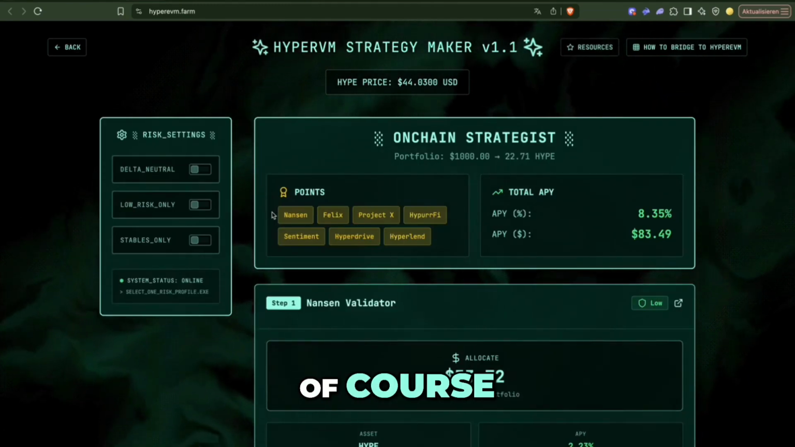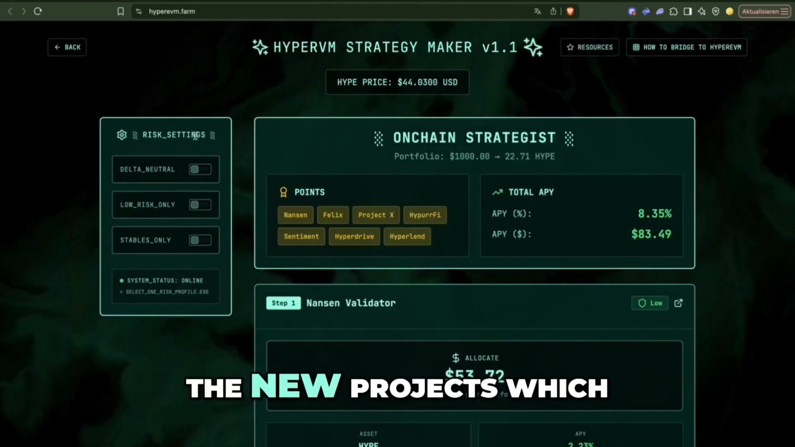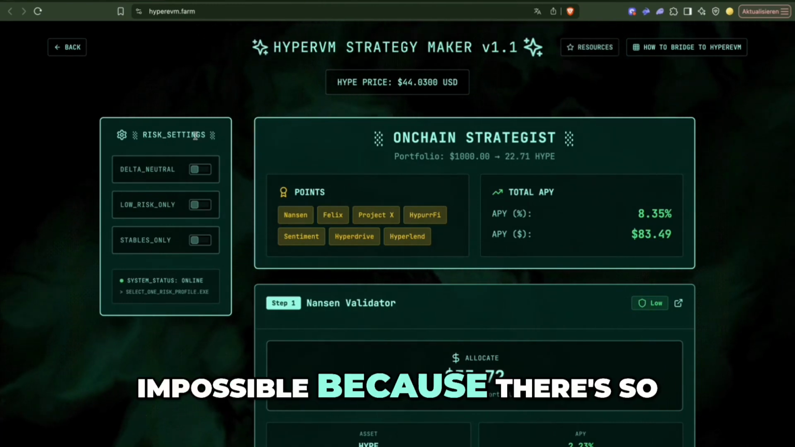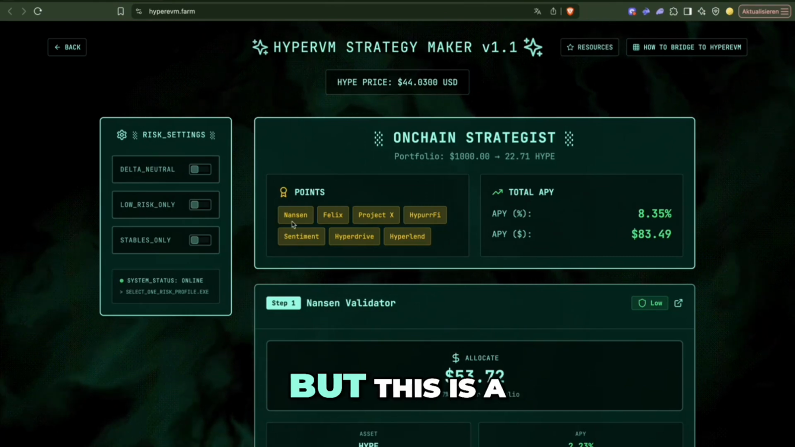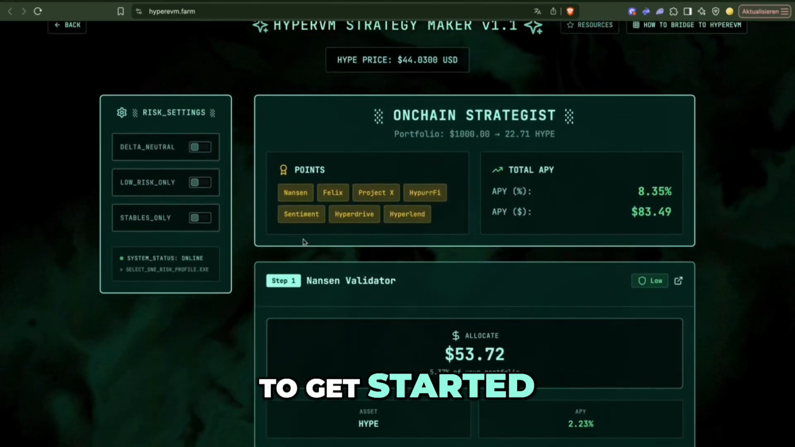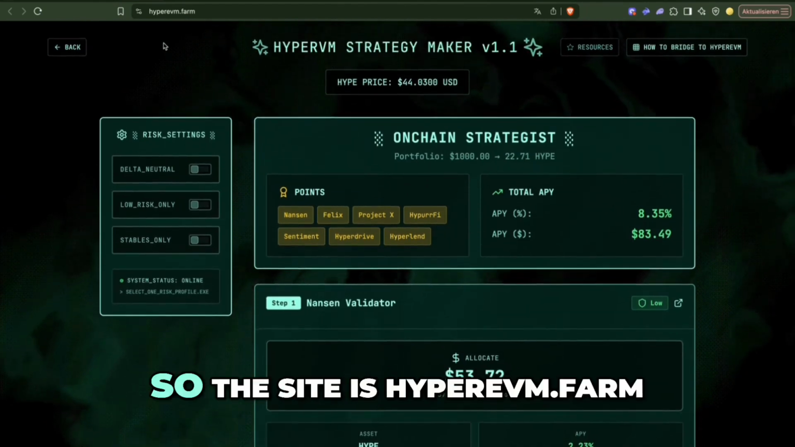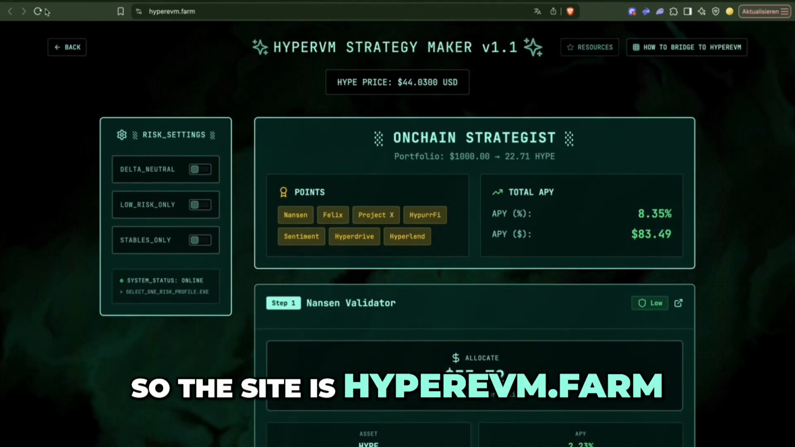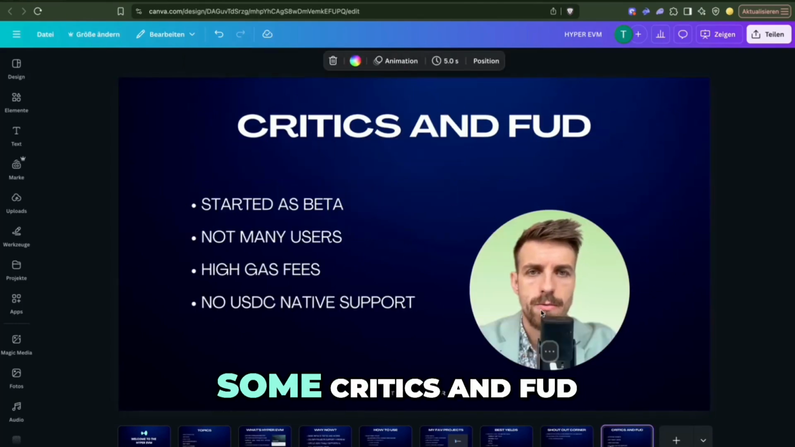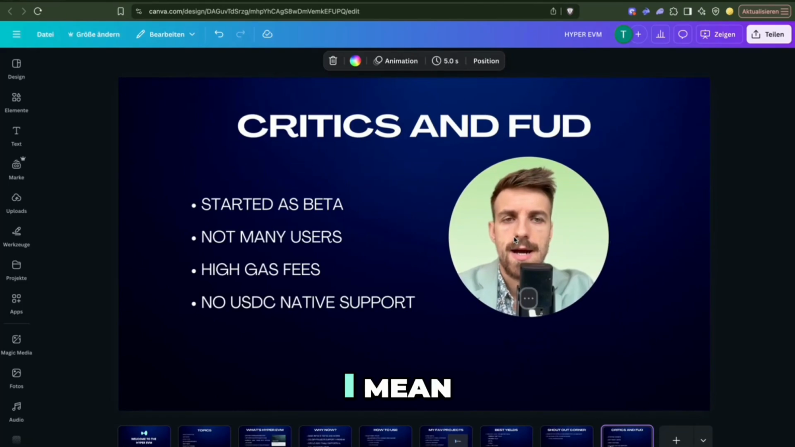One thing to mention there is, of course, this doesn't include all the new projects, which is also quite impossible because there's so much going on. But this is a good starting point for you if you want to get started on HyperEVM. So the site is hyperevm.farm. Yeah, that's about that. Let's keep going with some critics and FUD for the end.